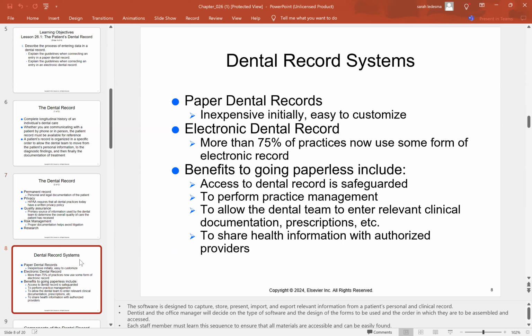Dental record systems. Paper dental records are inexpensive initially and easy to customize. Electronic dental record: more than 75% of practices now use some form of electronic record. Benefits to going paperless include access to the dental record is safeguarded, to perform practice management, to allow the dental team to enter relevant clinical documentation, prescriptions, etc., and to share health information with authorized providers.